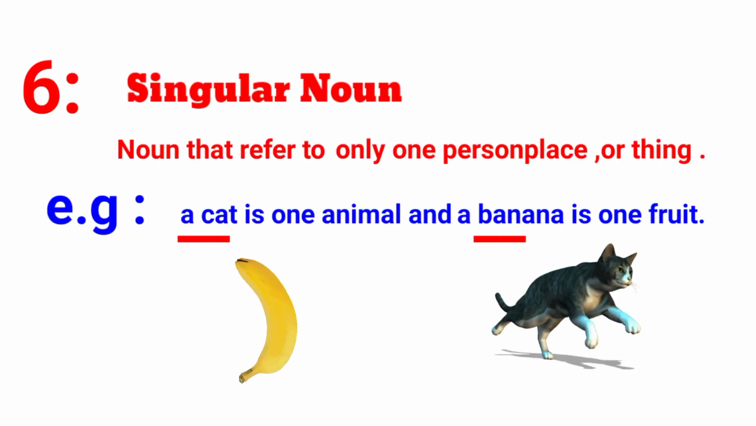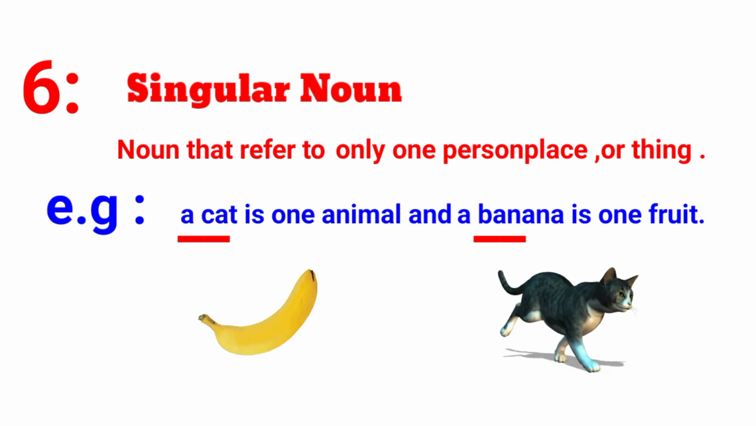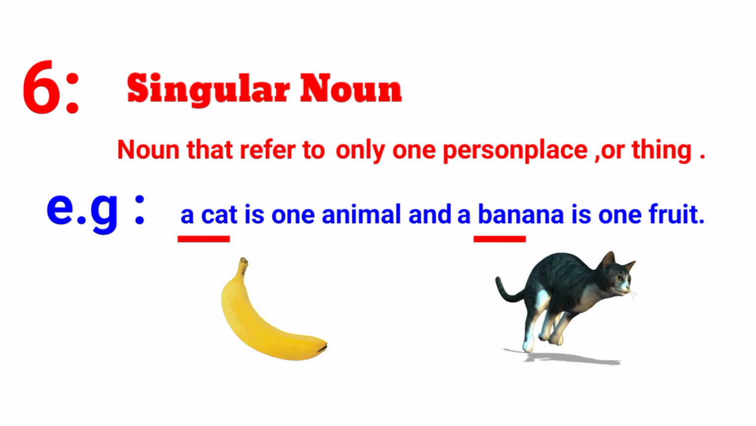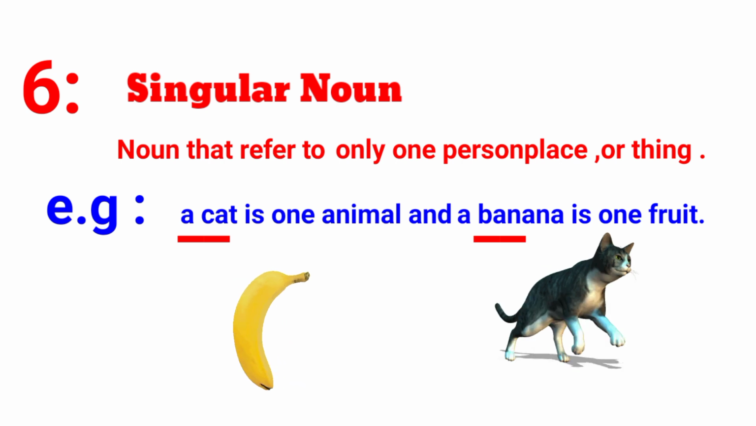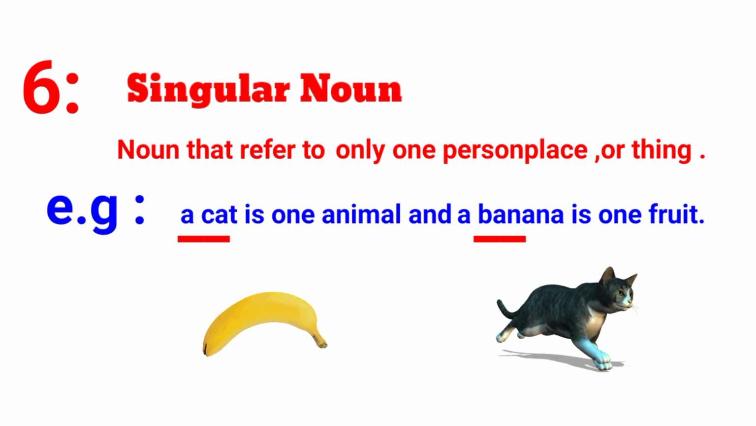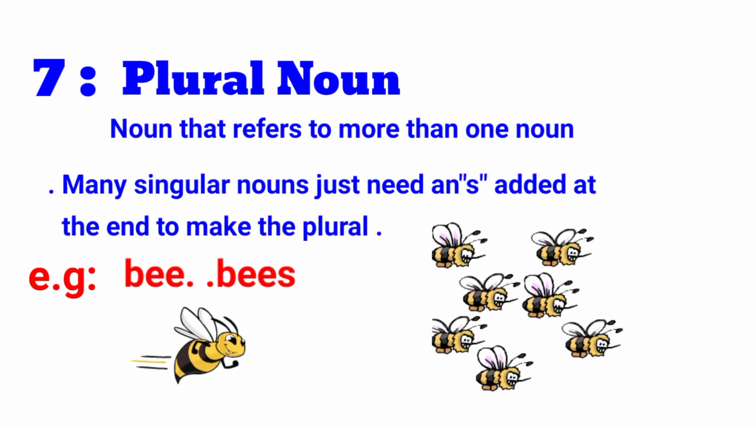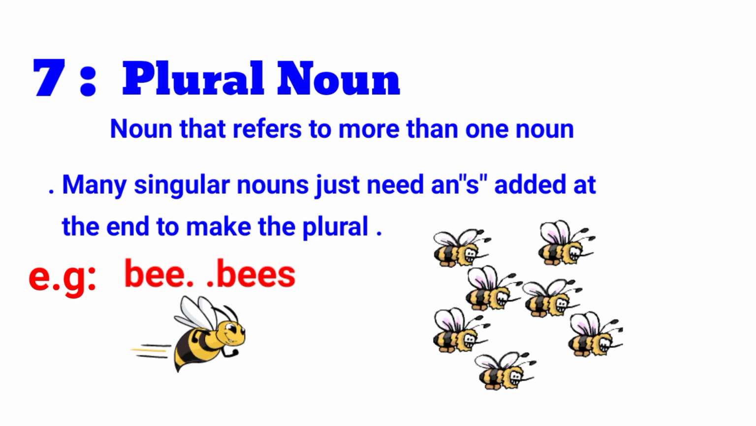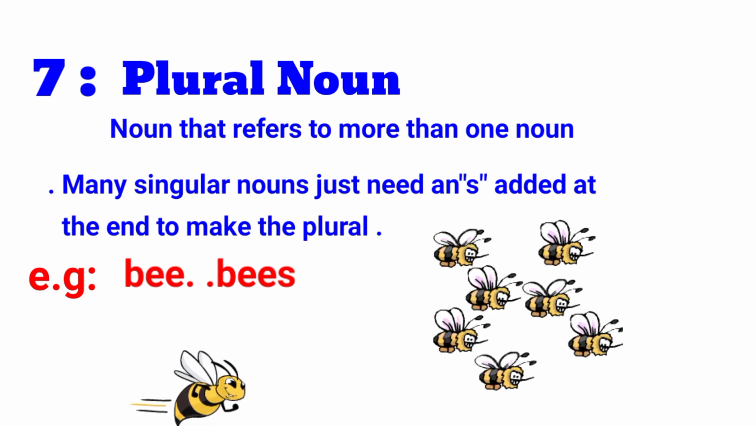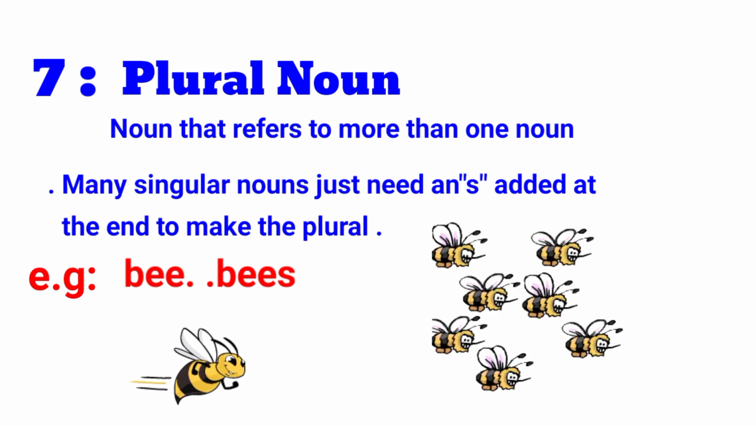Number 6, singular noun. A noun that refers to only one person, place, or thing. For example, a cat is one animal and a banana is one fruit. Number 7, plural noun. A noun that refers to more than one.